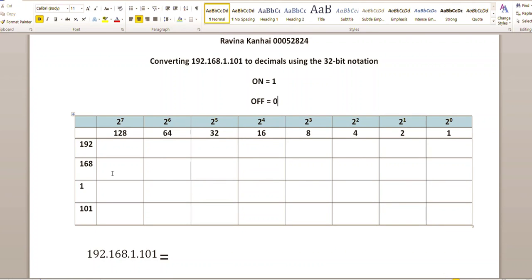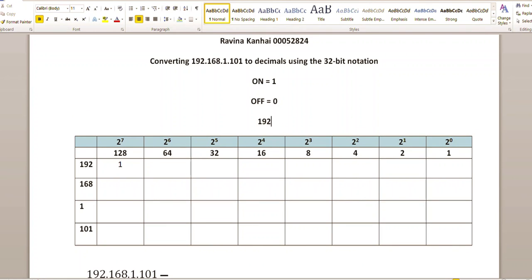So now let's look at the number 192. To convert, we are simply going to use 2 digits: 1 to represent on and 0 to represent off. I'm going to start with the number 128. Now in order to convert this, let's think, can 128 go into the number 192? Yes. So once the number can go into it, we use the on value. So let's put a 1 here.